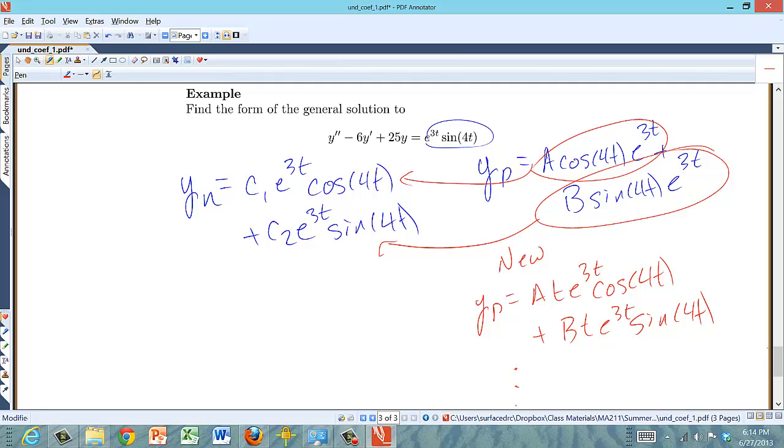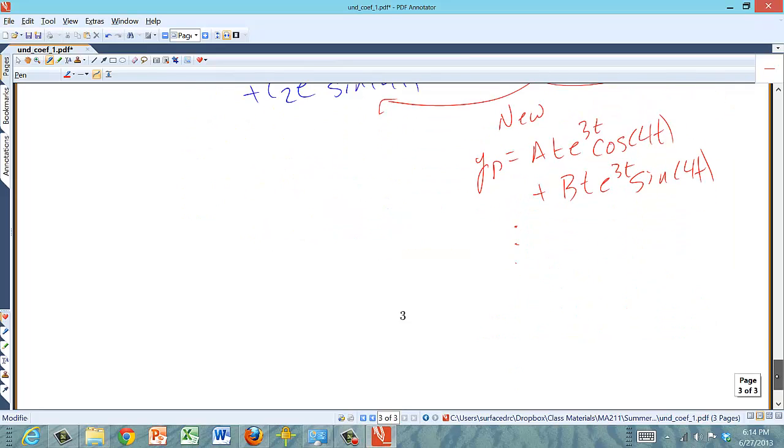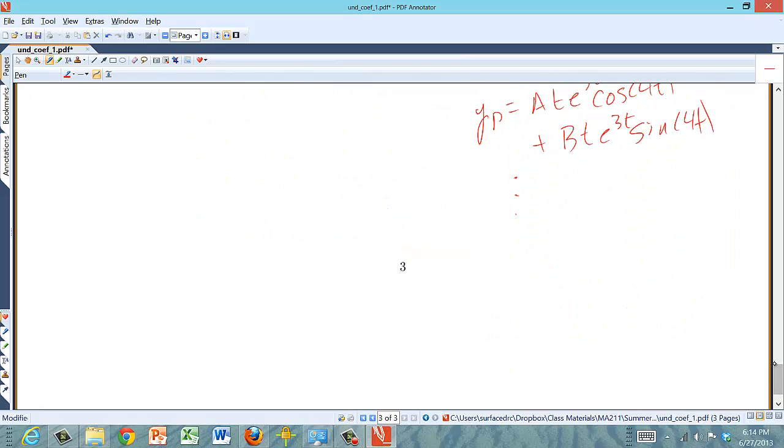Well, when does your initial guess accidentally overlap with the associated homogeneous equation? And now we know what to do. We just multiply by t as much as we need to. Oh, one more example. Suppose I wanted to solve this equation, y double prime minus 2y prime plus y equals e to the t.